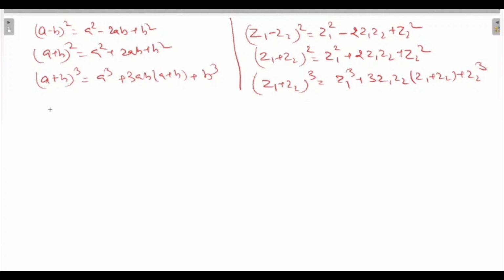So whatever you know about real numbers would be applicable for complex numbers also, most of the time. There is only one exception, which we will talk about later.